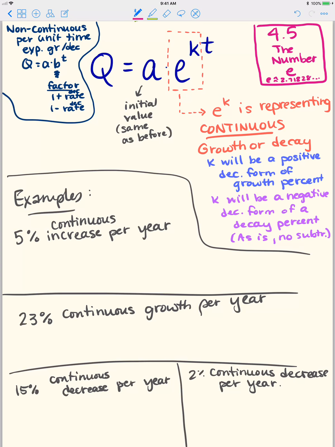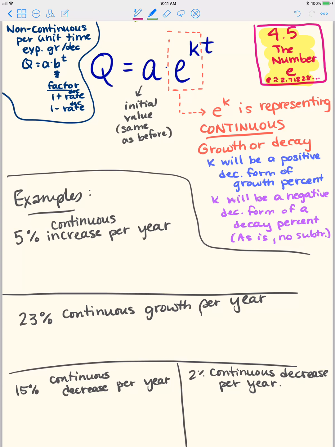So this video will look at many examples that use continuous growth or decay and compare it to the non-continuous exponential functions that we've been dealing with. So 4.5 looks at the number e, and the number e is just an irrational constant. It's called Euler's constant, Euler's number. It's approximately 2.7, but it's like pi. The decimal goes on with no pattern.